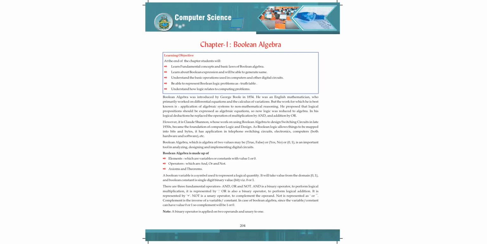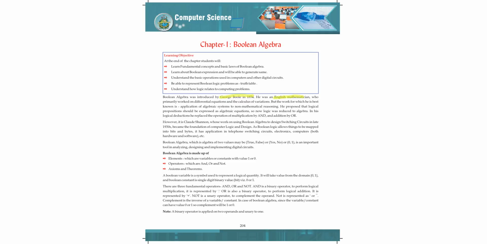As I gave you an introduction to Boolean algebra in the last class also, we will start with Boolean algebra. Who introduced Boolean algebra? Yes, George Boole. George Boole introduced Boolean algebra in 1854, and he was an English mathematician.